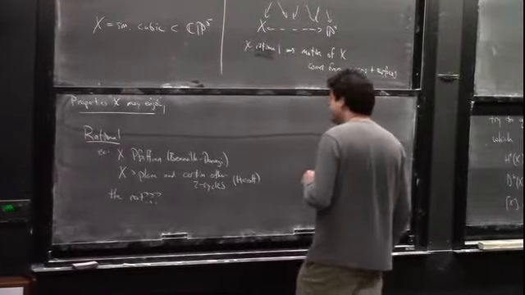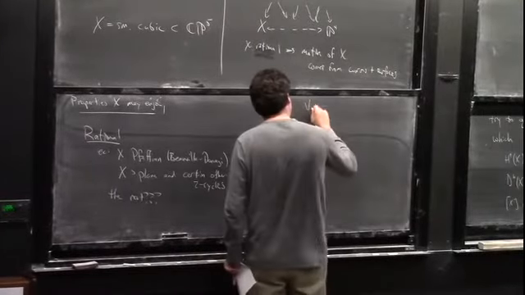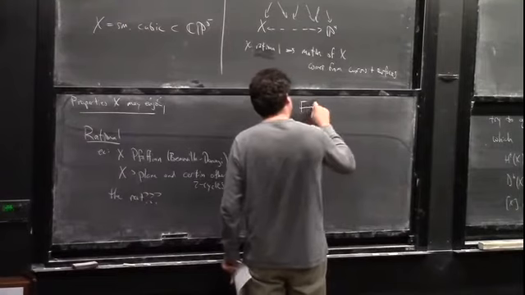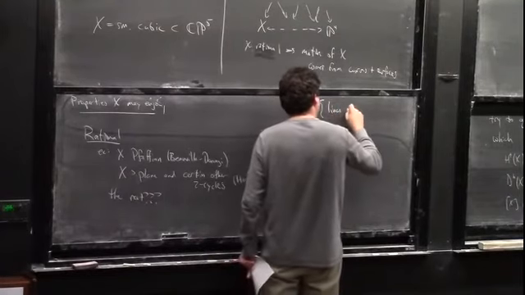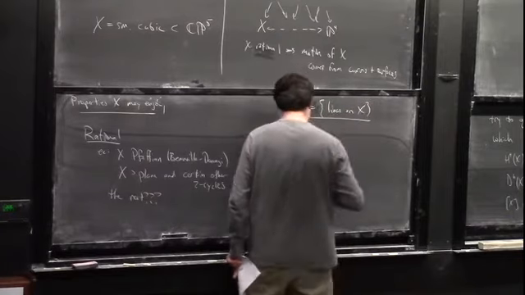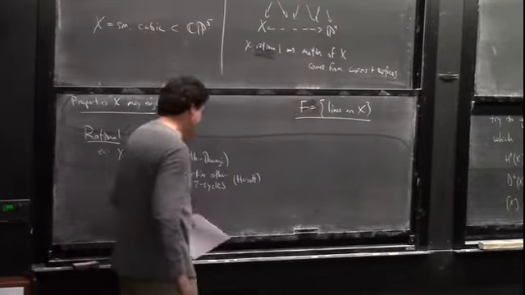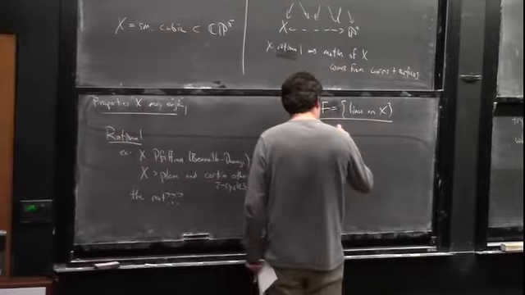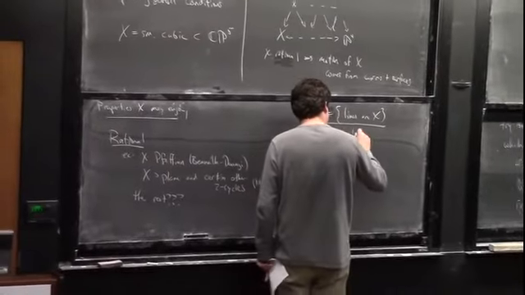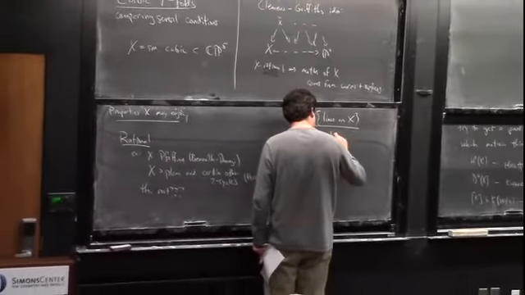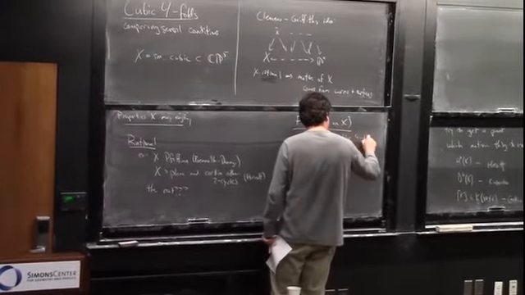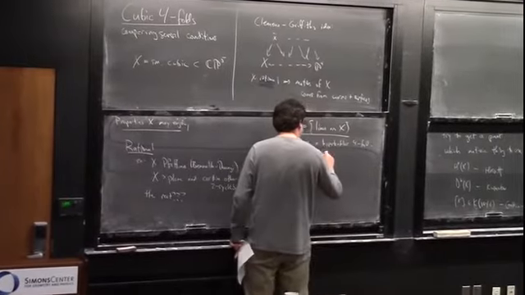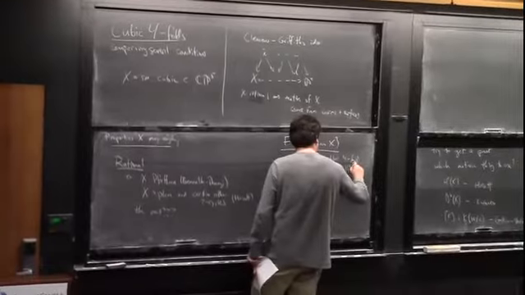You can think about, staying in geometry for a little bit, the variety F, the variety of lines on X. And this is always a hyperkähler fourfold, and it's deformation equivalent to the Hilbert scheme of 2 points on a K3.